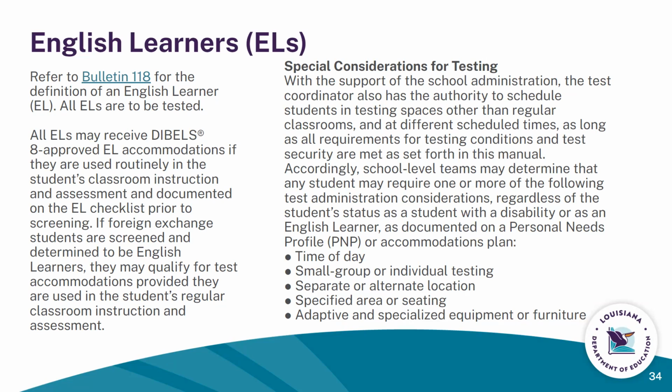Now, school systems may determine that the student might require one or more of the following test administration considerations, and that's regardless of the student's status as a student with a disability or as an English learner. And these will be documented on a personal needs profile, PNP, or an accommodations plan. And that includes the time of day, small group or individual testing, separate or alternative locations, specified area or seating, and then adaptive and specialized equipment or furniture.